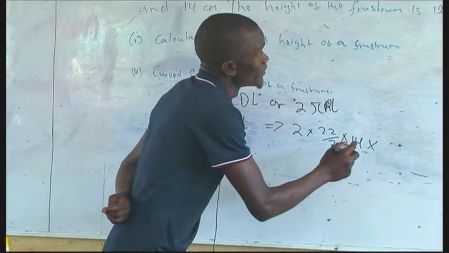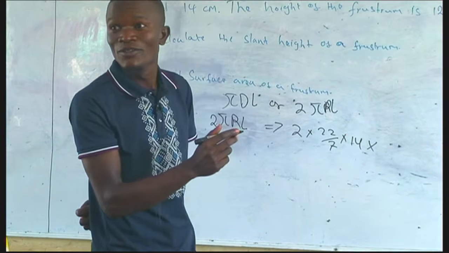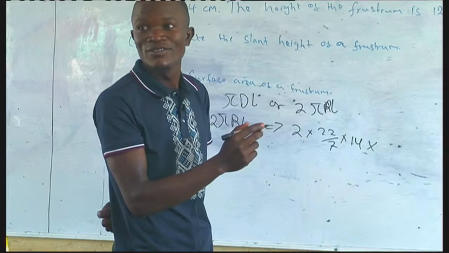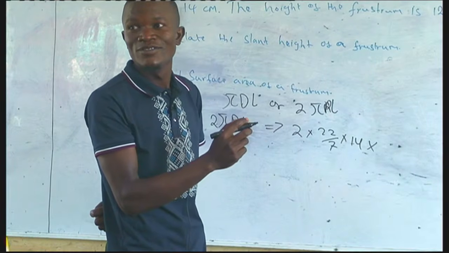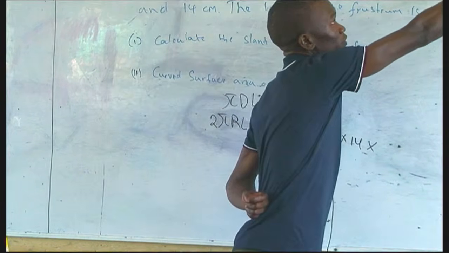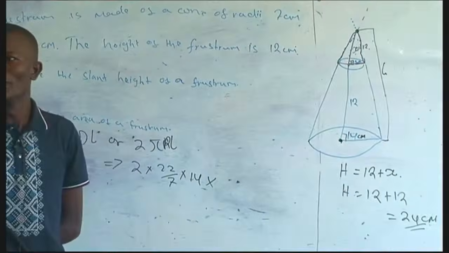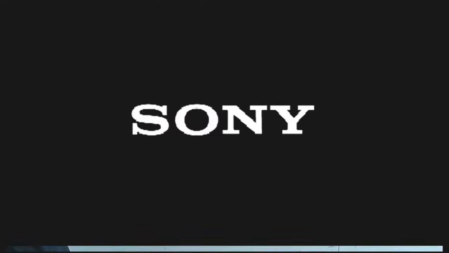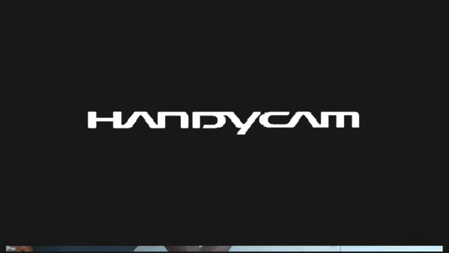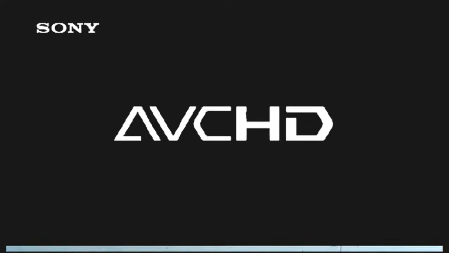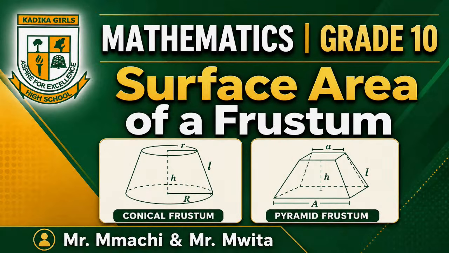24 squared. That is 24 squared plus 14 squared. Then you get the square root, 27.78. You do that, then you again use 2 pi r L.